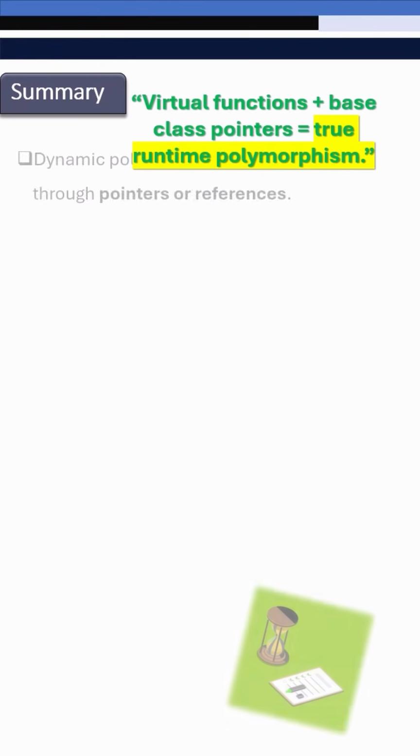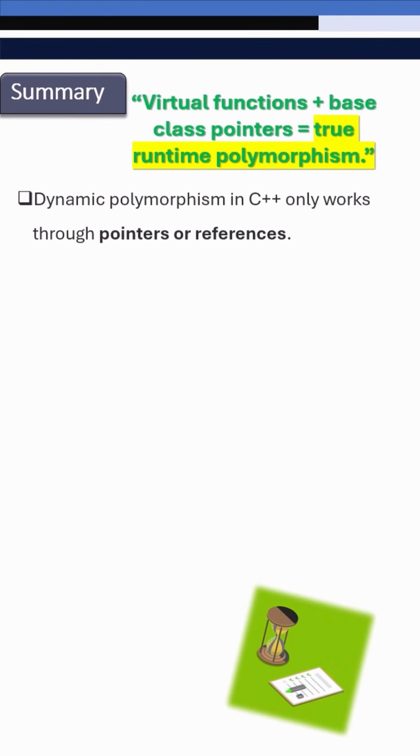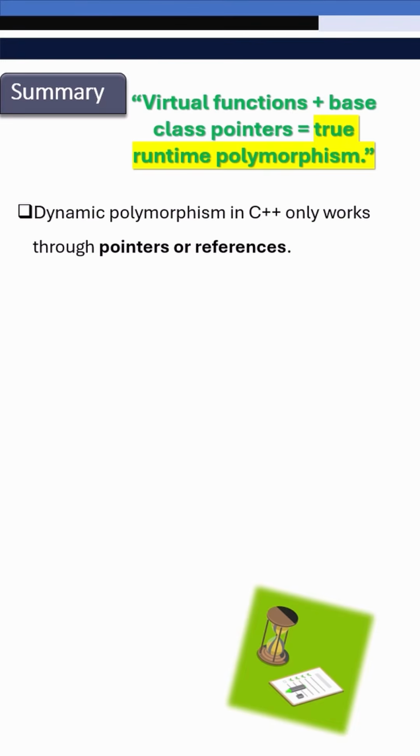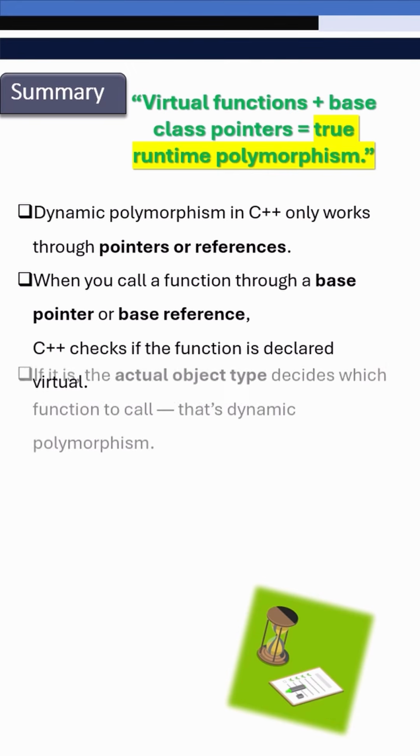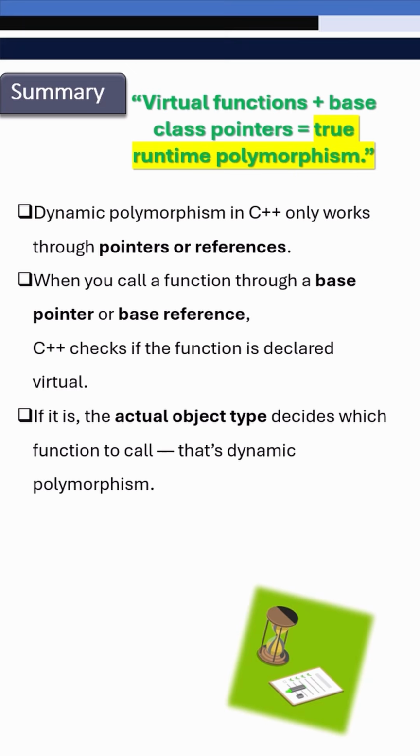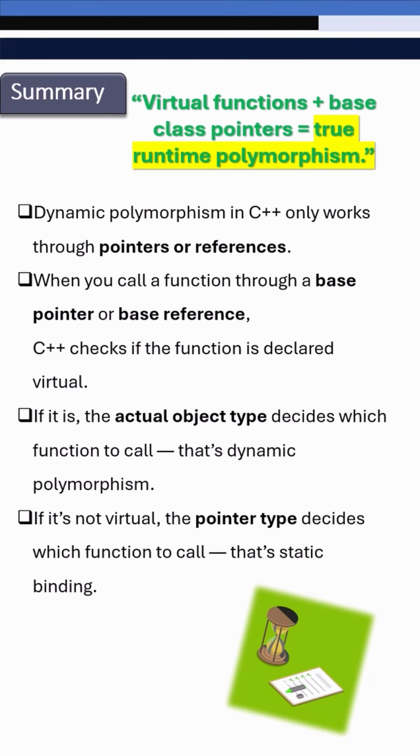So to summarize, dynamic polymorphism in C++ only works through pointers and references. Number one, when you call a function through a base pointer or a base reference, C++ checks if the function is declared as virtual. Then, if it is, the actual object type decides which function to call. That is basically dynamic polymorphism because we are considering the actual object type. If you are not writing the virtual keyword, that is, if the function is not declared as virtual, then the pointer type decides which function to call, and that becomes static binding that we have just gone through.